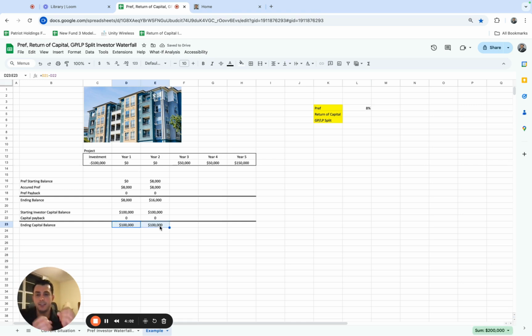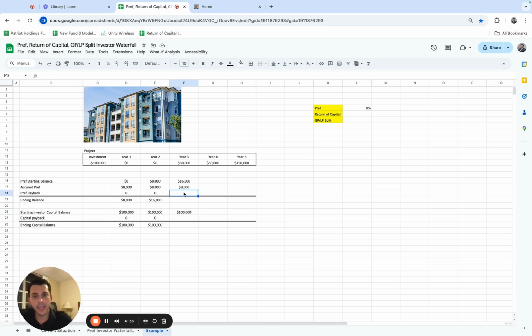So you can see the longer we go without paying this Pref, it's going to keep growing and growing. Just like your credit card, you don't pay the thing, it goes up and up and up. So year three, what's the Pref starting balance? 16,000. What is the accrued Pref? Once again, we're incurring another $8,000 because we still owe the investor its entire principal.